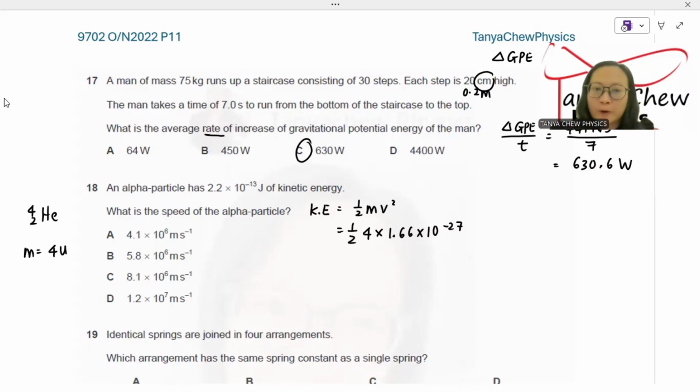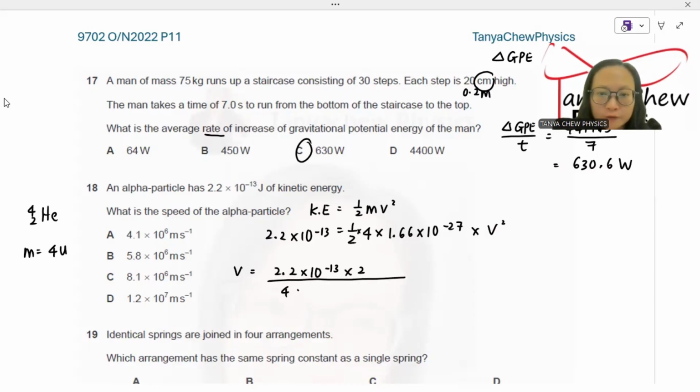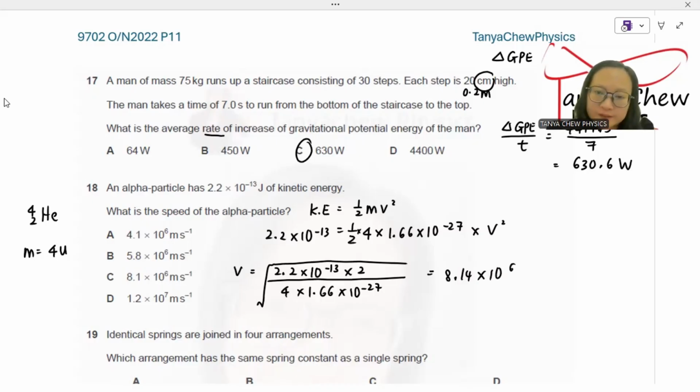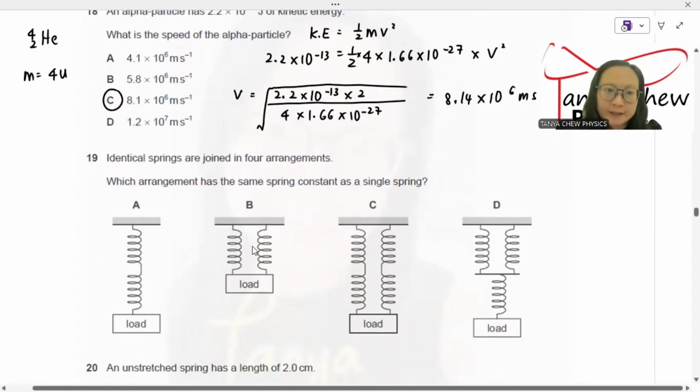You have to convert to kilogram because the kinetic energy is measured in joules, which is 2.2 times 10 to the power negative 13 equals half times the mass times v squared. So v is equal to the square root of 2.2 times 10 to the power negative 13 times 2 divided by 4 times 1.66 times 10 to the power of negative 27. You will get 8.14 times 10 to the power of 6 meter per second. C is the answer.